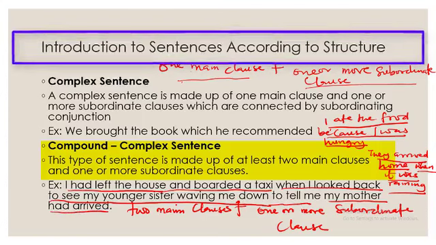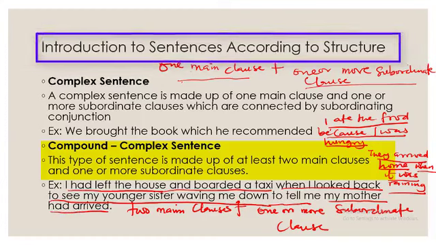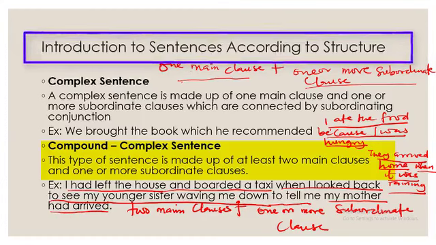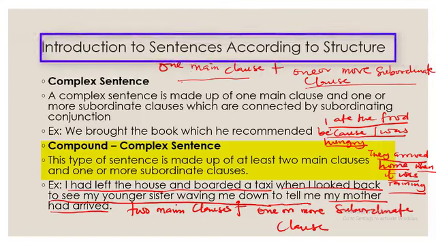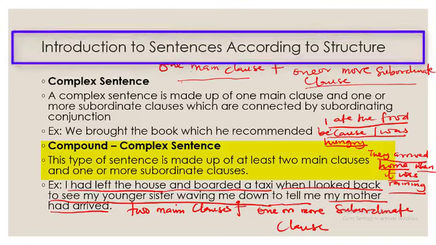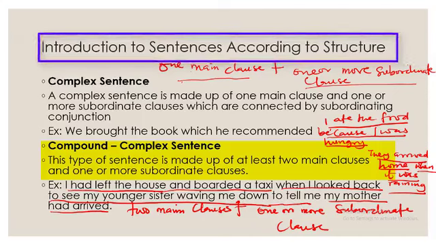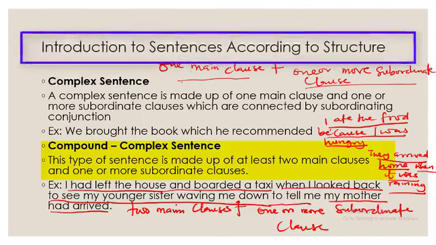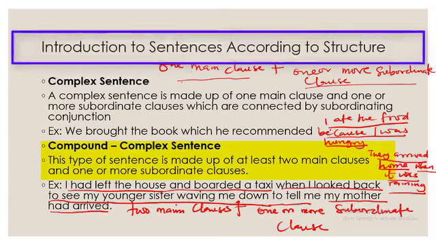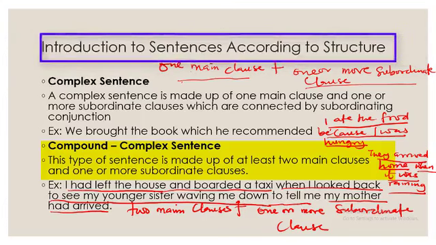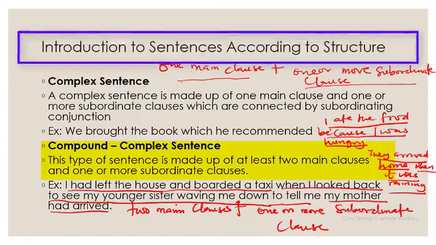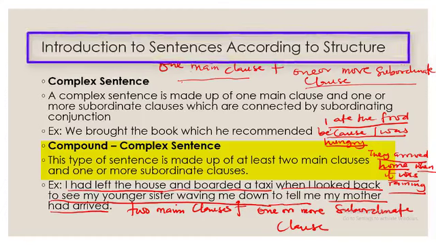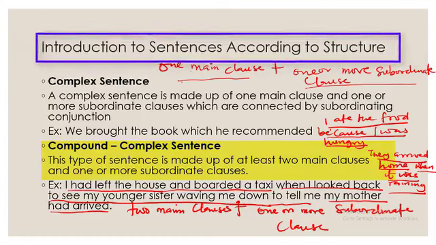The two main clauses are I had left the house and boarded the taxi, and the other main clause is my mother had what? Arrived. Then the subordinate clause is when I looked back, my younger sister was waving me down. It makes a whole lot of sense if we attach it back to this expression: I had left the house and boarded the taxi when I looked back to see my younger sister waving me down to tell me my mother had arrived.